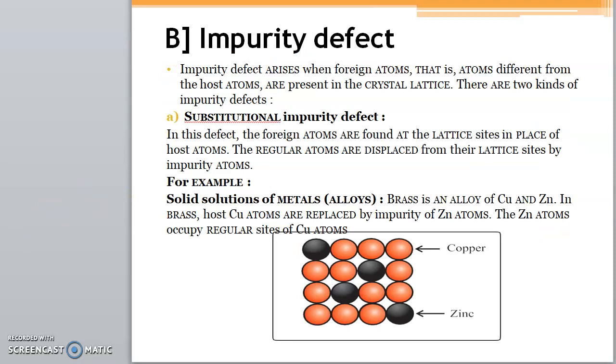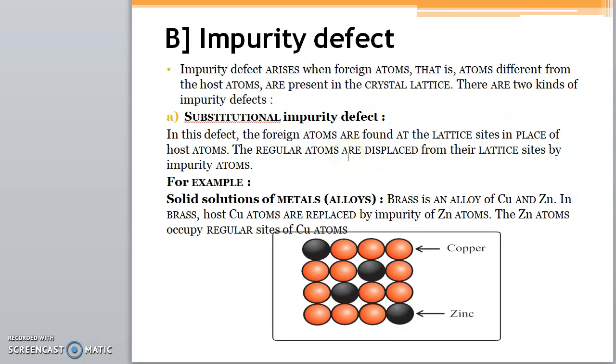Okay, let's continue. We are done with stoichiometric point defects, my dear students. Let's go to letter B, that is impurity point defect, also called impurity defect. As I mentioned earlier, the word itself says impurity defect. That means some foreign item, some external impurity, is added into it. Impurity defect arises when foreign atoms, that is atoms different from the host atoms, are present in the crystal lattice.